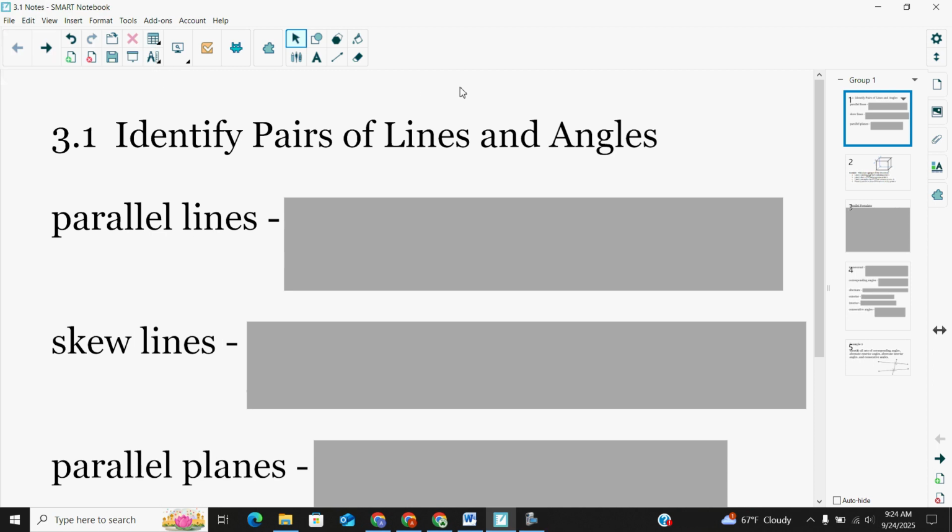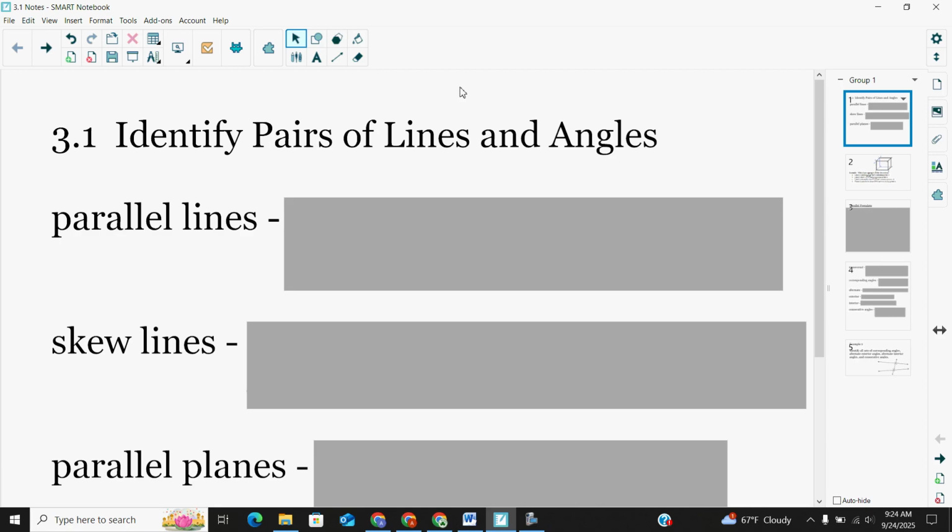We're starting chapter 3 with section 3.1, which is titled Identify Pairs of Lines and Angles. Identify pairs of lines and angles. And we're starting out with several definitions. We have kind of a lot of definitions today.